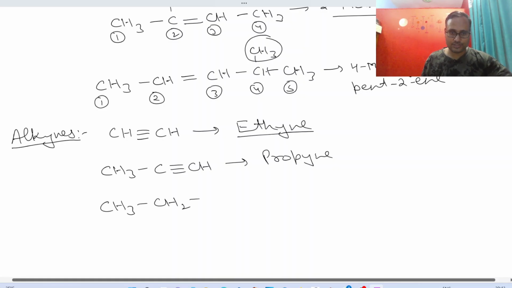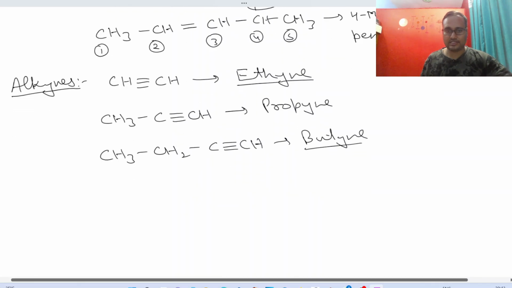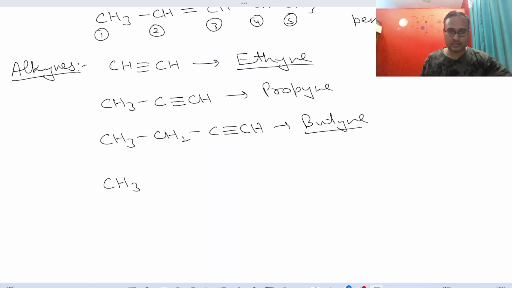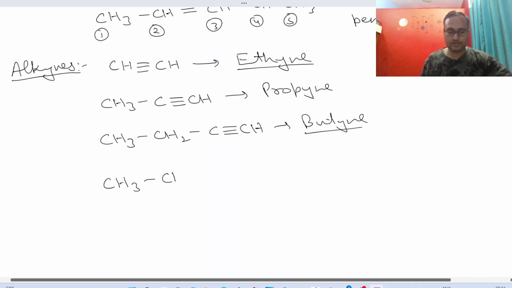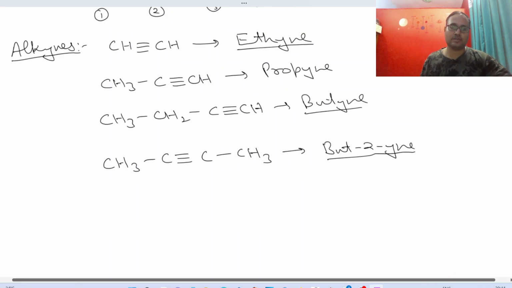Similarly, we have CH3 CH2 C triple bond CH. This can be written as butyne or but1yne. As in the case of alkenes, when the double bond was not at the first carbon and started at a different carbon atom, similarly in alkynes, if the multiple bond is not present on the first carbon, we need to mention the position of the multiple bond. Like in this example, we'll write but2yne, as the multiple bond starts from the second carbon atom.